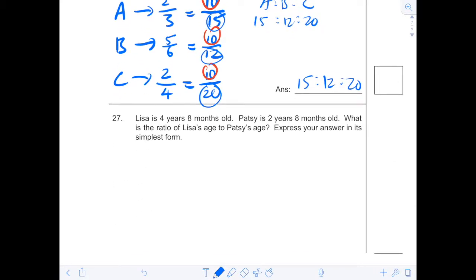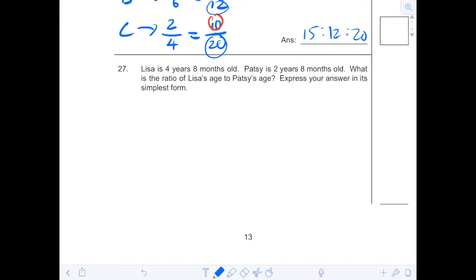Alright, let's move on to question 27. Lisa is 4 years 8 months old. Patsy is 2 years and 8 months old. What is the ratio of Lisa's age to Patsy's age? Because there are two units here, years and months, we want to convert them into the same kind of unit first. In this case, we'll just convert everything to months.